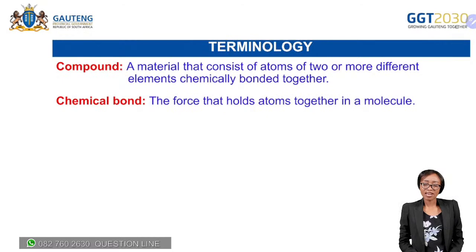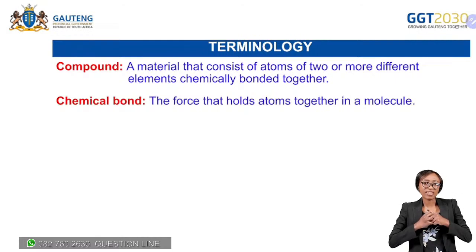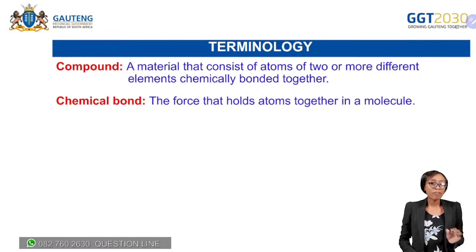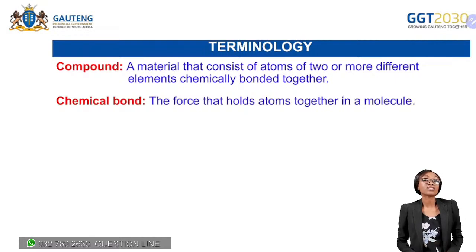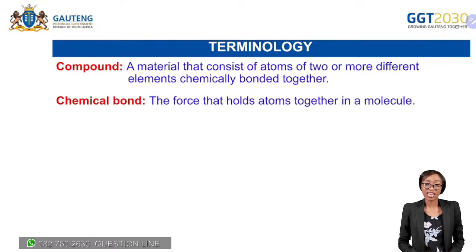The second term is chemical bond. So the chemical bond is a force that holds atoms together in a molecule. Do you remember in our baseline assessment when we were drawing models of the oxygen molecule, the water molecule, and the hydrogen molecule? So in the oxygen molecule, those two atoms are held together by what is called a chemical bond. So that is the force that is holding both those atoms together, forming that oxygen molecule.